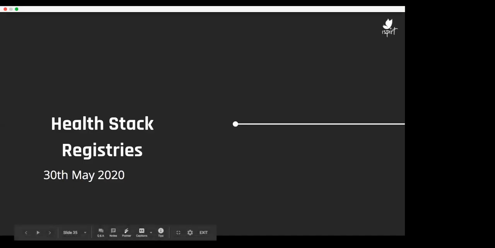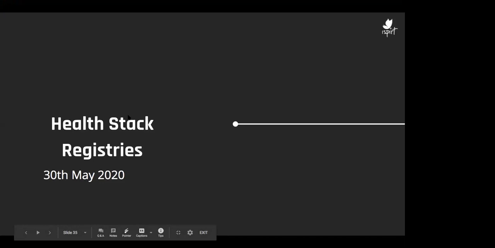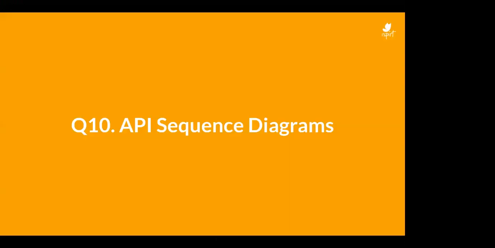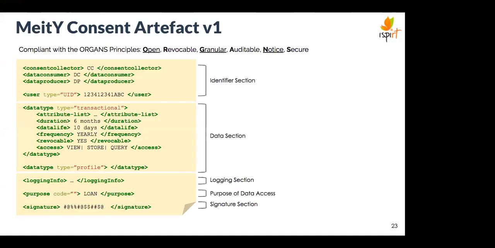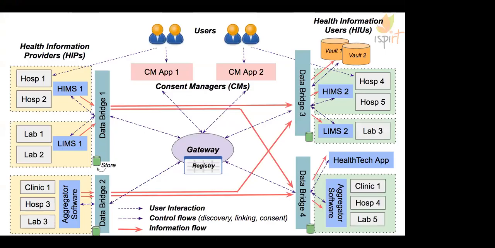One of the questions is that if an HIU is aggregating information from disparate HIPs, how would a real-time aggregation work? Because it is quite possible that some HIP or their associated bridge may be down, and therefore partial aggregation might happen. How does the architecture provision or budget for this scenario?